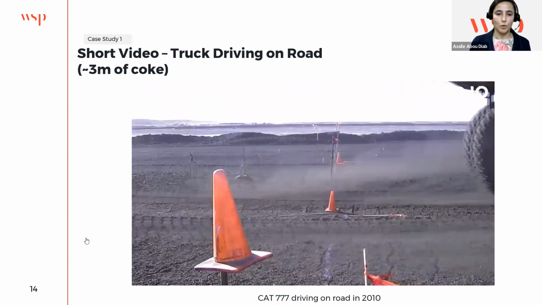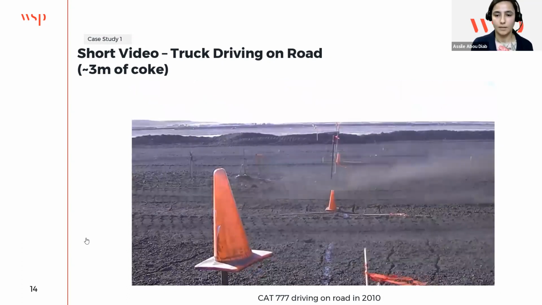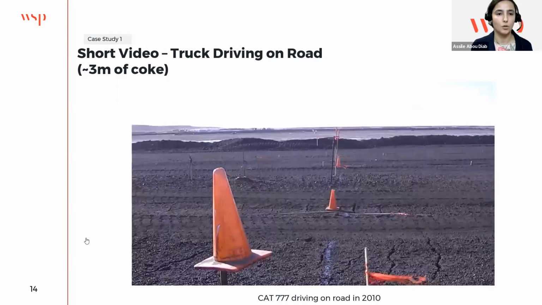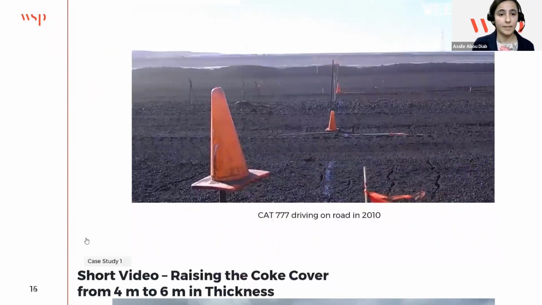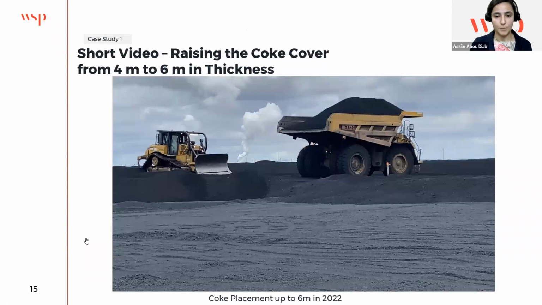Now, I want you to compare what you are seeing here with a newer video, and this video shows now the coke cover being raised from 4 meters to 6 meters in thickness. So now as the coke cover gets thicker and thicker, it is more efficient at spreading the load from the equipment that are trafficking on the surface. So we are not seeing any deformation or cracks or rutting anymore. The coke cover is still floating on the tailings, but because it's thick now, it really acts as a rigid foundation for the traffic.